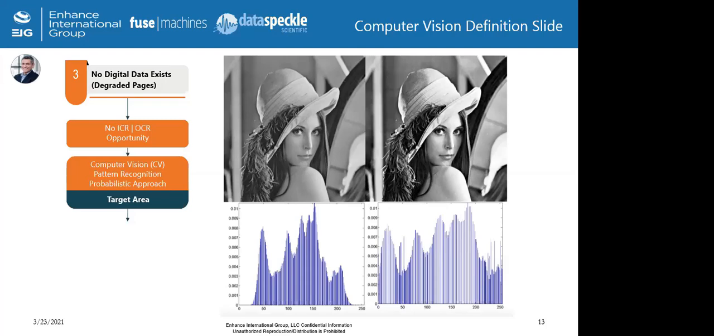Here we see on the left and on the right-hand side the changes in brightness. If we redistribute the brightness in that given image, we can change the brightness and the appearance of that image. This is basically one of the prime examples of computer vision.